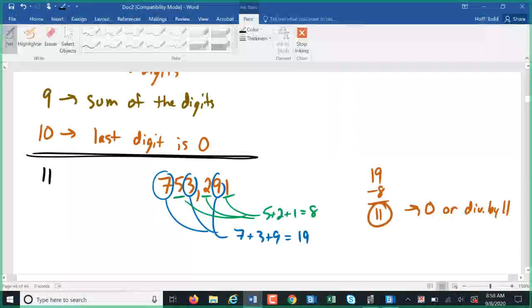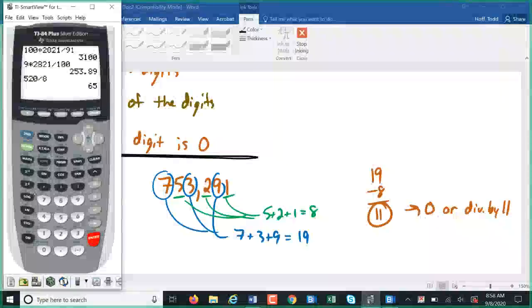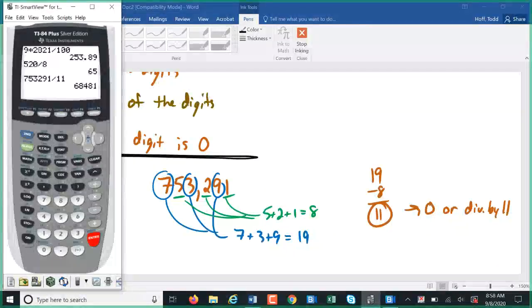Again, you can see that rule is kind of complex. And it'd be much easier just to punch it in the calculator. 753,291 divided by 11. Hey, I don't get a decimal, so that's definitely divisible by 11. That'd be way easier.